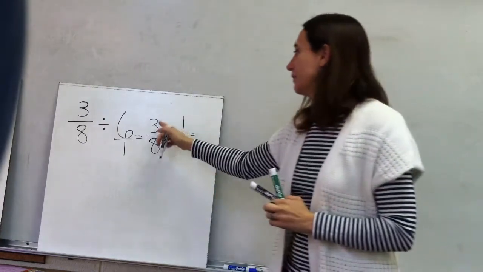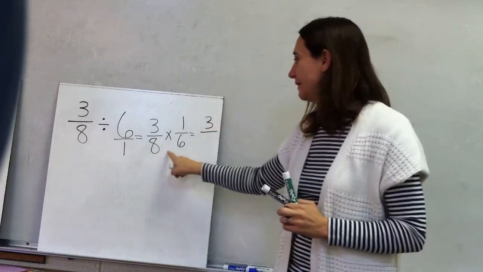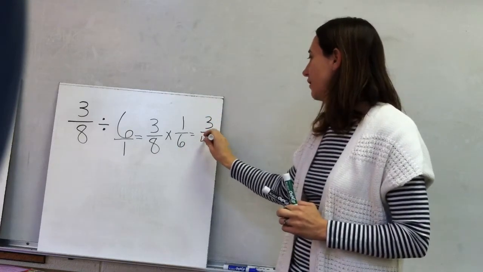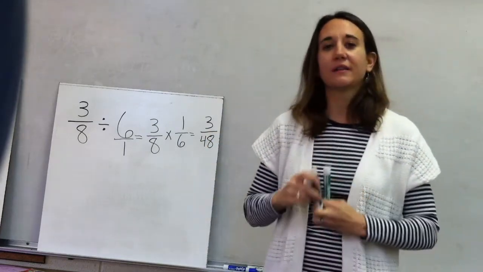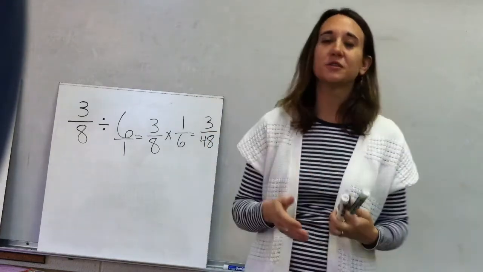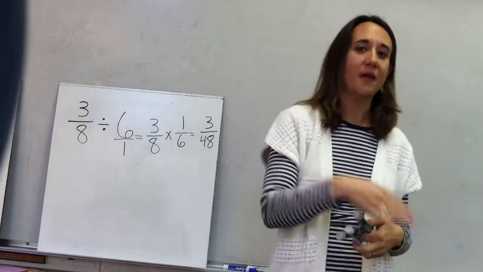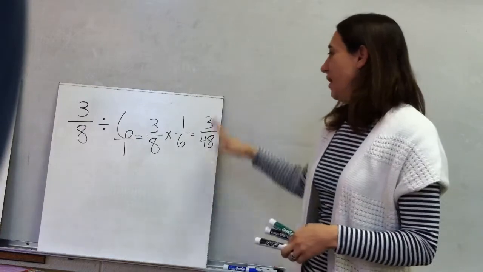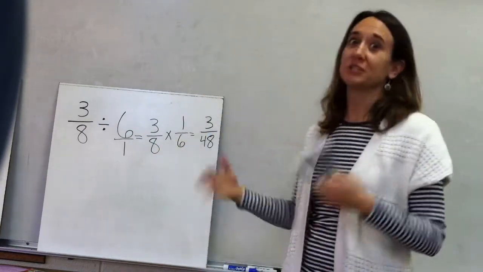Now in this case we do 3 times 1 is 3, and 8 times 6 is 48. Now, one thing we didn't talk about in the other examples is we have to make sure we always put our answer in what's called simplest form. And we've talked about that before. But the other ones actually already were in simplest form, but we still need to check every time.